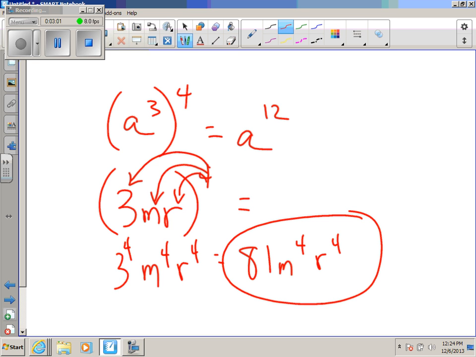How many m's are here? 1. 1 times 4 gives us the 4. How many r's are here? 1. 1 times 4 gives us the 4. Well, yeah, question. 3 to the fourth power. Everything inside gets taken to the fourth power. Hence these arrows. 3 to the fourth power. 3 times 3 times 3 times 3. That's how we get 81.